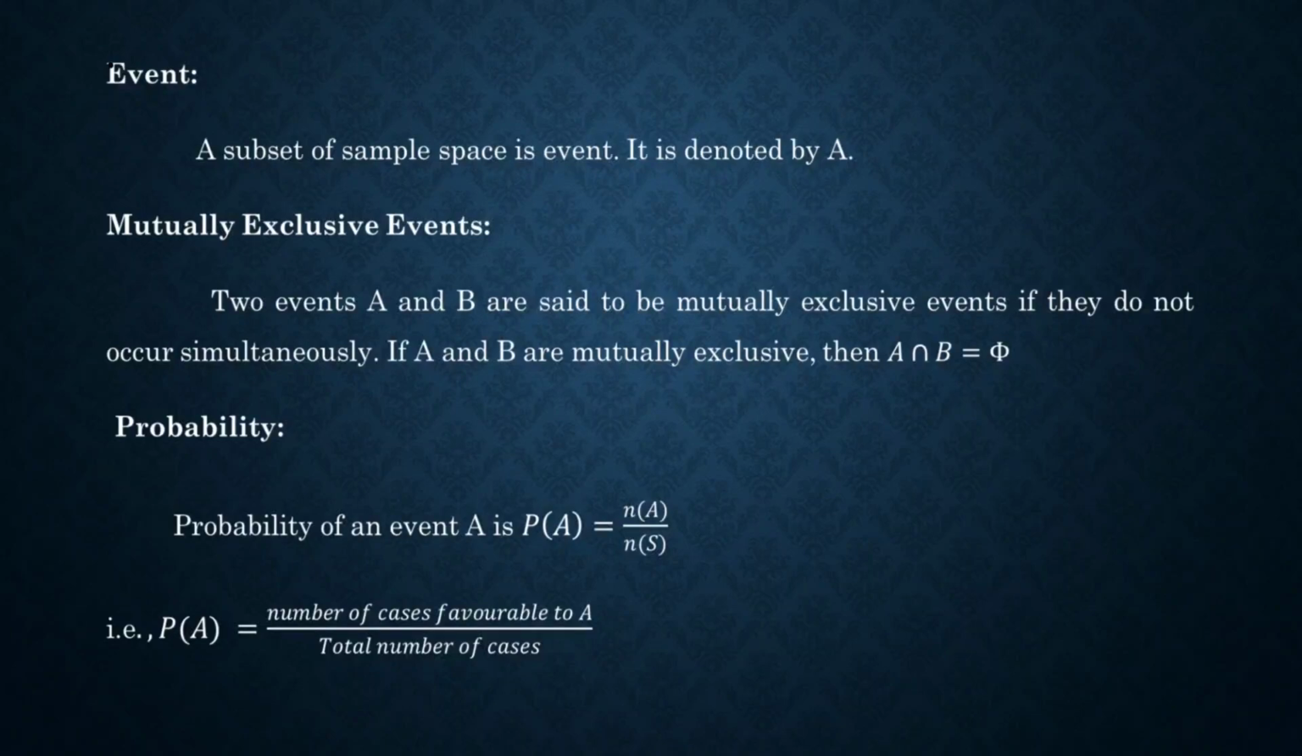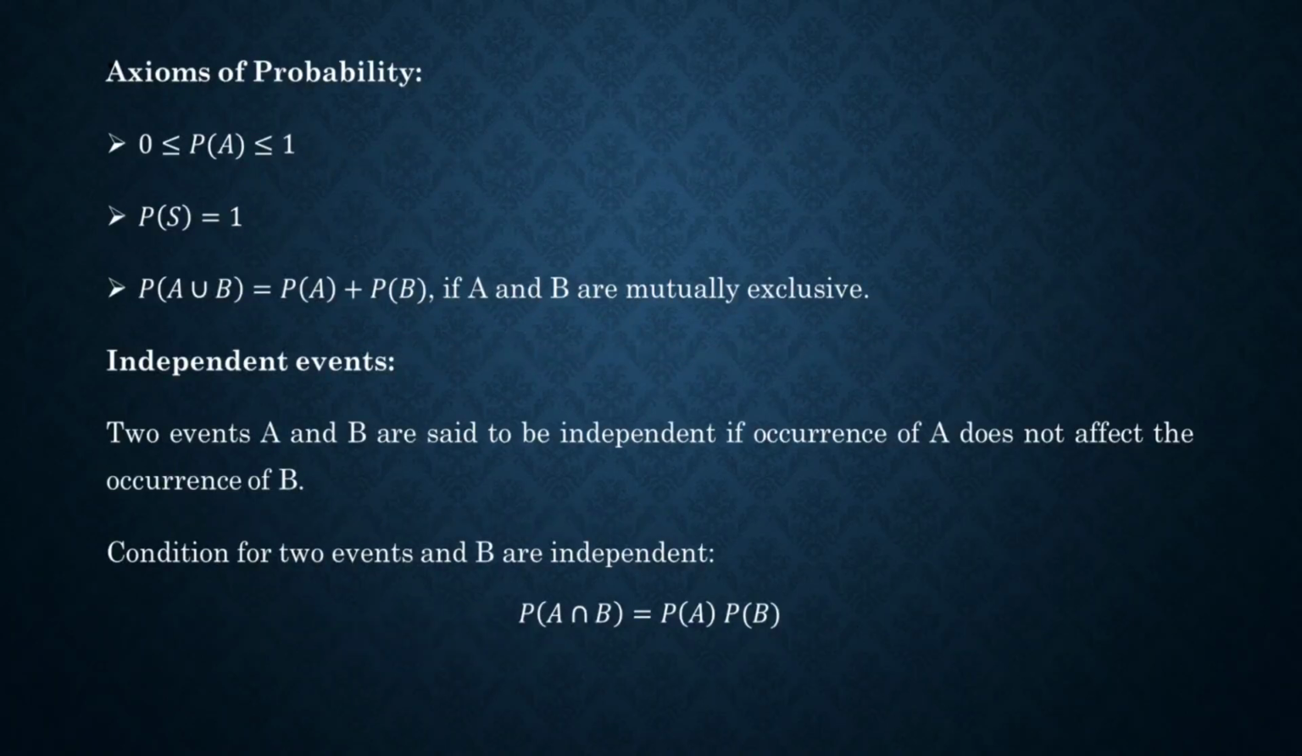Next definition is probability. Probability of an event A is P of A, which is equal to n of A by n of S. Now let us see few axioms of probability. First one is P of A lies between 0 and 1. Next one, P of S equal to 1. And the third axiom is P of A union B equal to P of A plus P of B under the condition A and B are mutually exclusive.